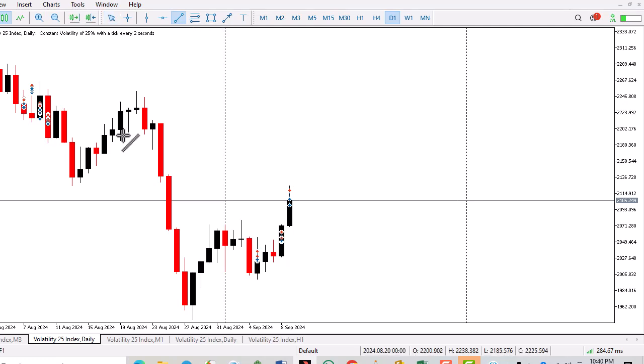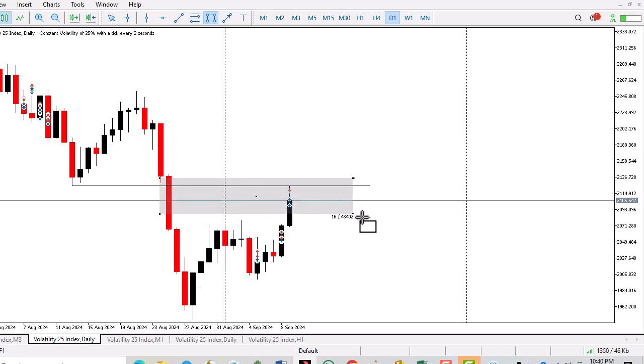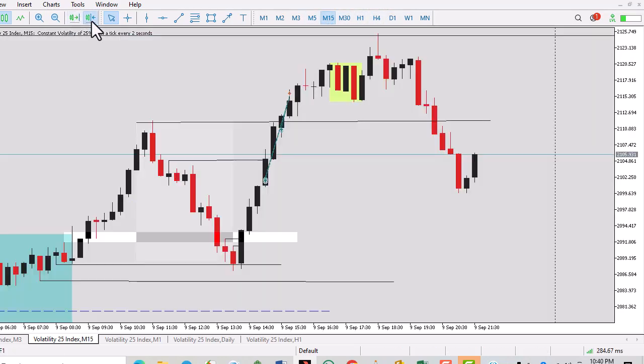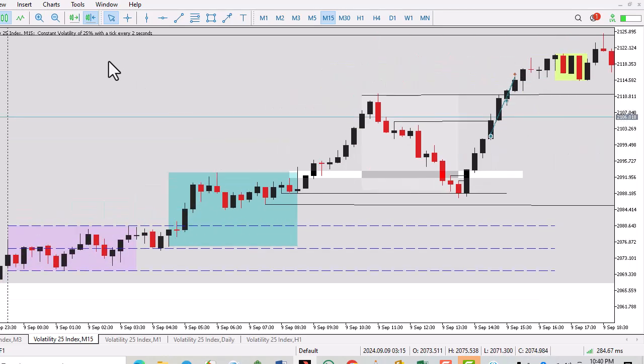Look at this. But that's not what I'm actually looking at. So the way they close, look at this daily power of 3: open, manipulation to the downside, distribution to the upside. See it here. On 15-minute time frame it is like this. It's like power of 3.